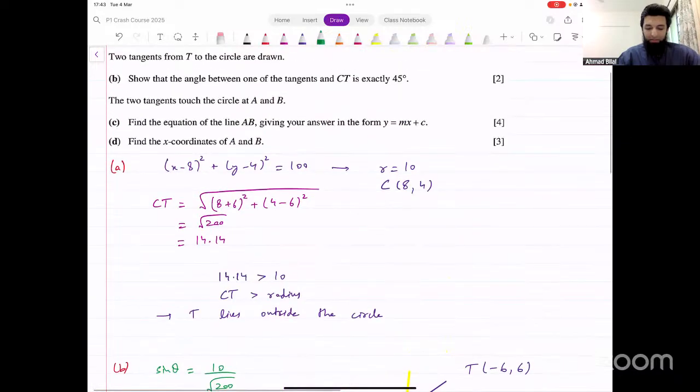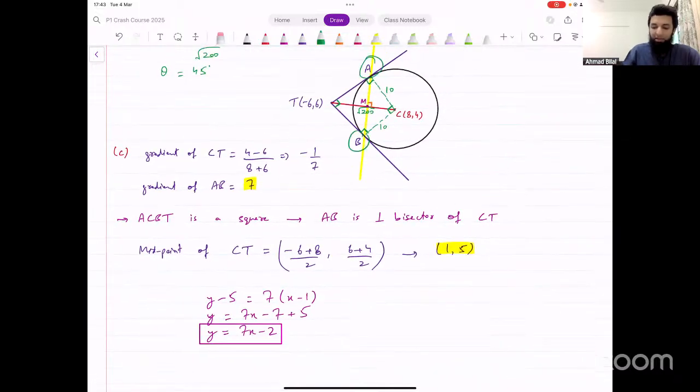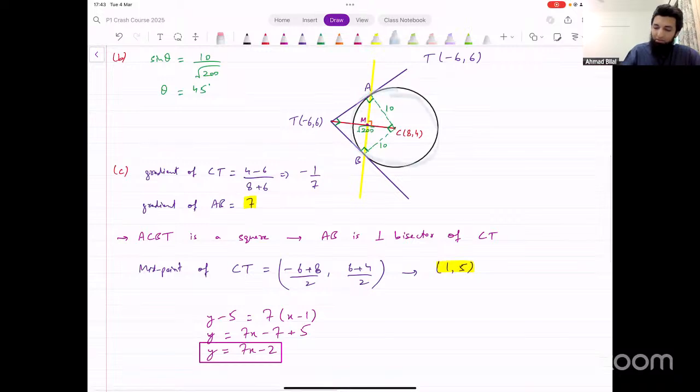Now they say, find the x coordinates of A and B. X coordinates of the points A and B. Now we have to find these points. The x coordinates. How do you find them? A and B are the points of intersection of the circle and the line AB, right? So all we have to do is solve them simultaneously. Equation of the circle and equation of the line AB.